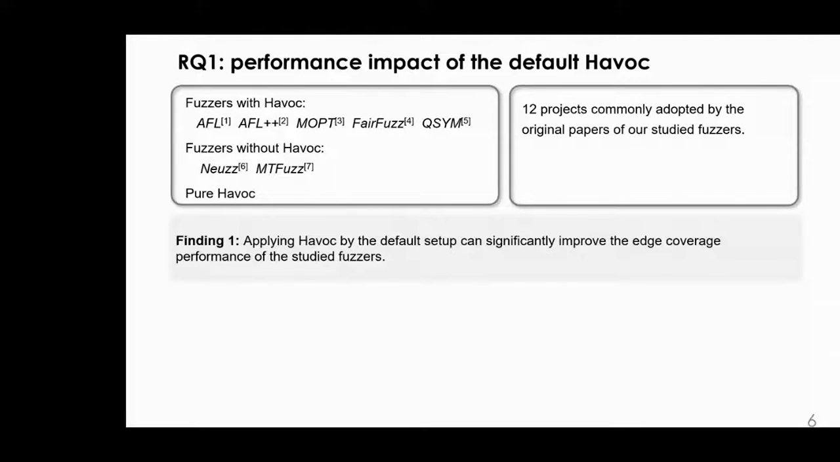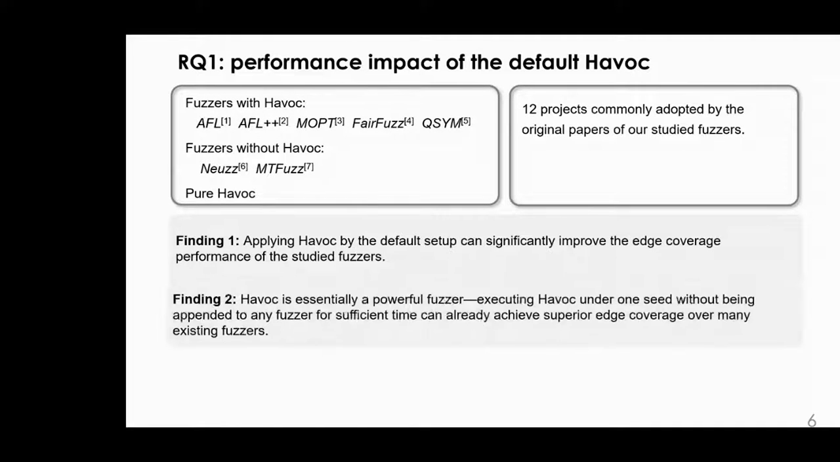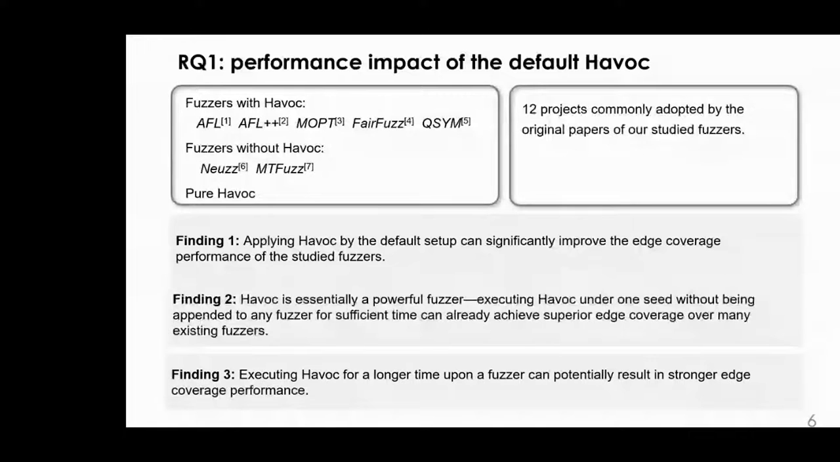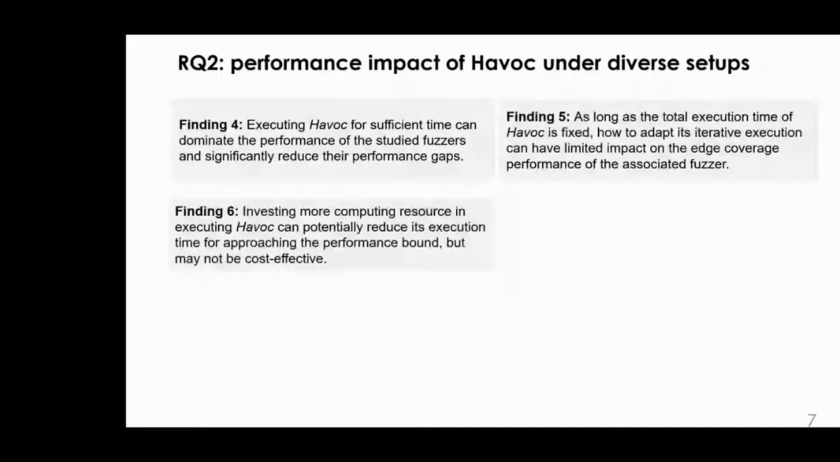And we have our first finding that applying Havoc by the default setup can significantly improve the edge coverage performance of the studied fuzzers. And the second finding is that Havoc is essentially a powerful fuzzer. Executing Havoc on one seed without being appended to any fuzzers for sufficient time can already achieve a superior edge coverage over many existing fuzzers. The third one is that executing Havoc for a long time upon a fuzzer can potentially result in stronger edge coverage performance. And when it comes to diverse setups, Havoc can also achieve significant performance.